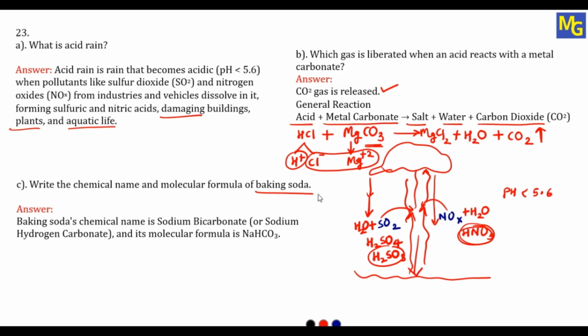What is baking soda? Baking soda's chemical name is sodium bicarbonate or sodium hydrogen carbonate. What is hydrogen carbonate? HCO3 minus 1. What is sodium? It is Na plus 1. If I combine these two, the plus 1 and minus 1 will get cancelled. What is the formula? We are going to get NaHCO3. So the molecular formula is NaHCO3 and the chemical name is sodium bicarbonate or sodium hydrogen carbonate. This is the answer for question number 23. After this, we are going to move on to the next question on the next page.